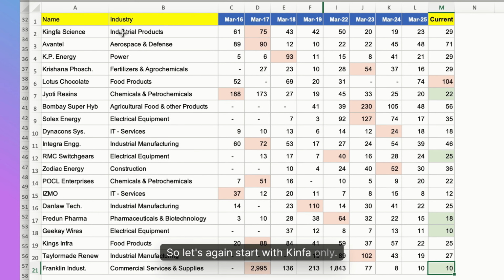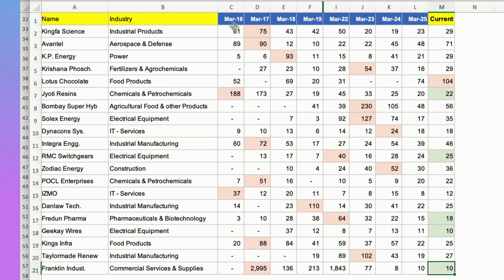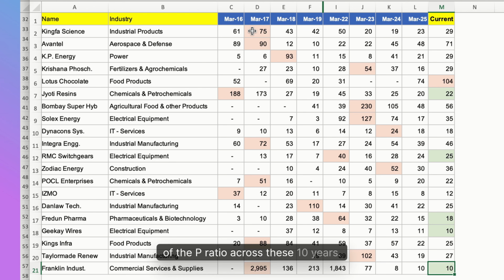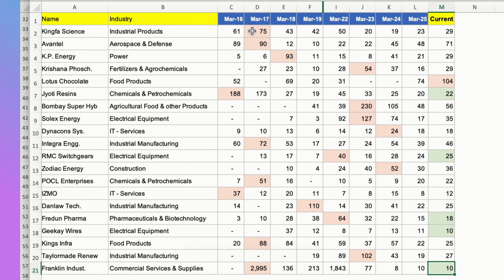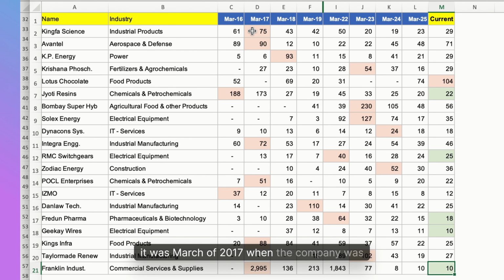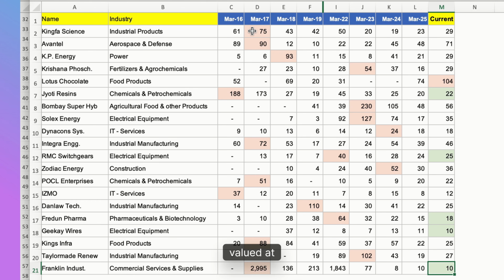So let's again start with Kingfa only. And we see that March 2016, March 2017. By the way, this orange cell basically tells you what was the highest point of the P ratio across these 10 years. So in the case of Kingfa, it was March of 2017 when the company was valued at 75 times its net profits. So things have come down over time. So from 61.70, it has come down to now 29.